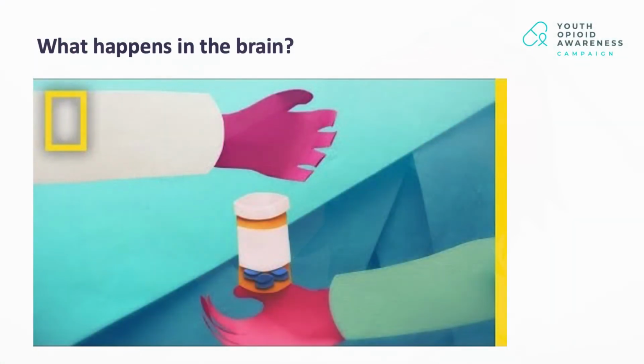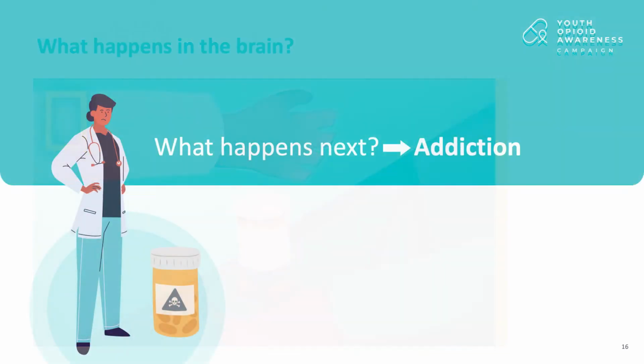So, opioids work by attaching to receptors in the nervous system, essentially blocking pain messages sent from the body, thus alleviating pain. They also create a feeling of euphoria, or a high, which contributes to their addictive properties. So now you are addicted.